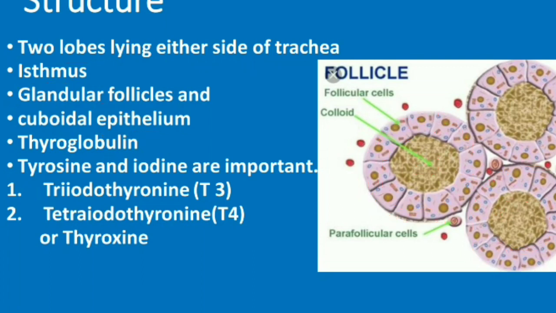For the normal functioning of the thyroid gland, it needs two things. One is tyrosine, another one is iodine. Tyrosine is an amino acid. Iodine is mostly present in salt. These are the two important things required for the thyroid gland for its proper functioning. The thyroid gland secretes two hormones, triiodothyronine T3 and tetraiodothyronine T4, otherwise known as thyroxine. These are the two hormones secreted by the thyroid gland.